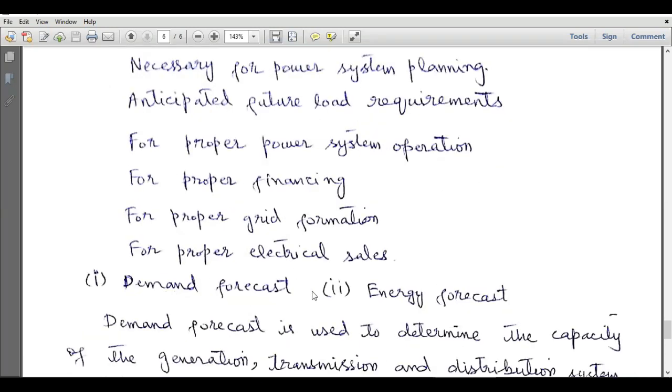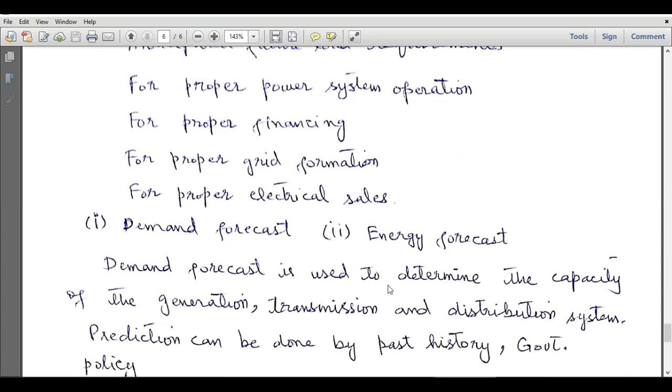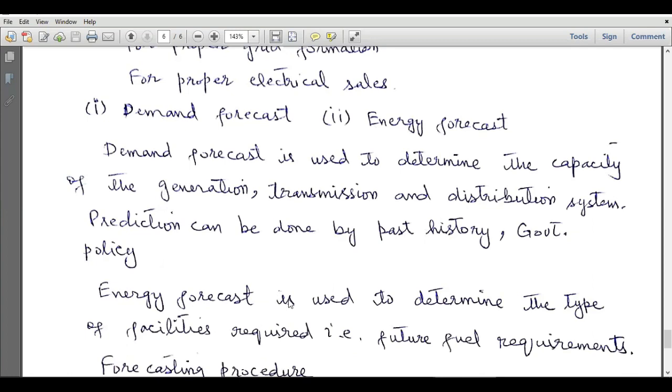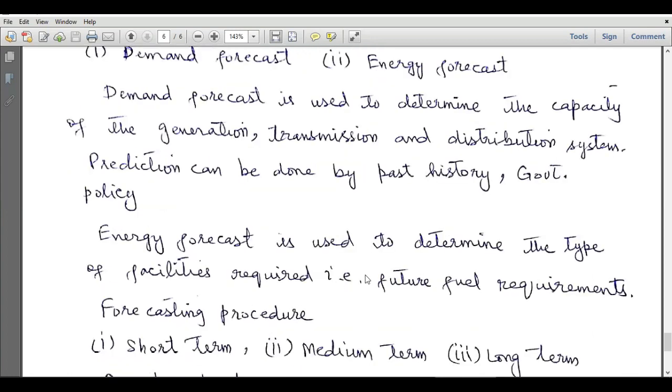There are two types of forecast in power systems. First is called demand forecast. Second is called energy forecast. Demand forecast is used to determine the capacity of the generation, transmission, and distribution system. The prediction can be done by past history or government policy. And energy forecast is used to determine the type of facilities required, for example, future fuel requirements.